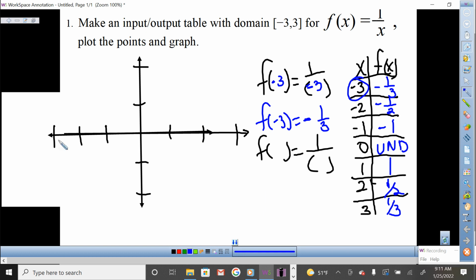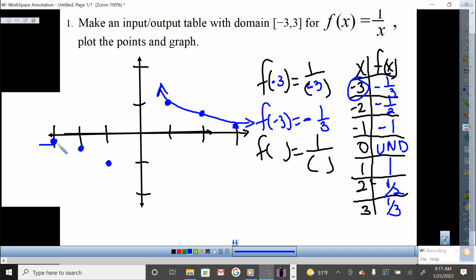Okay, so here we go. Negative 3 and negative 1/3. Negative 2, negative 1/2. Negative 1, negative 1. 0 is undefined. 1, 1. 2 and 1/2. 3 and 1/3. Curve it, please. It's not a straight line. It's a curve. Okay. Alright. Let's go to number 2.